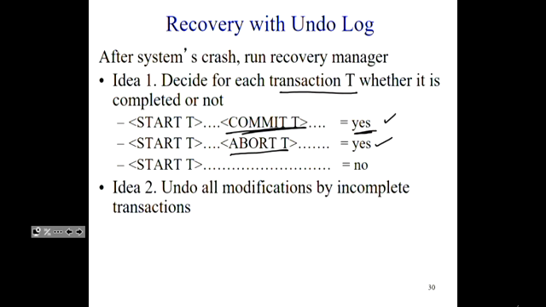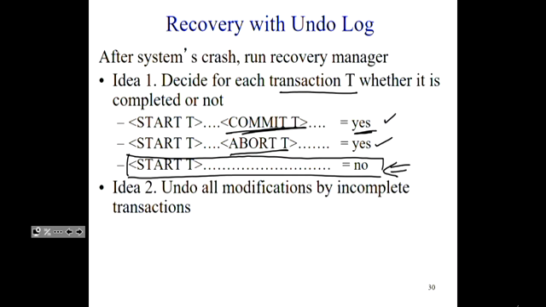Okay, its effects are not reflected. Then the last case, which is the case that we have to worry about, is when you have a start transaction but you don't have a commit or an abort. This is a case that you need to focus on. And so the second part is that you need to undo all the modifications that are made by these incomplete transactions.